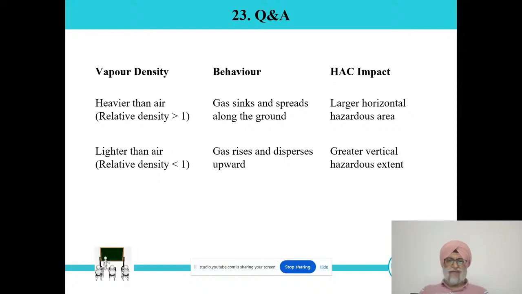So the behavior is that gas sinks and spreads along the ground, so HAC impacts a larger horizontal hazardous area. Lighter than air means relative density is less than 1, so gas rises and disperses upward, so greater vertical hazardous extent. A larger horizontal hazardous area is more dangerous than vertical. Of course, in case there are different floors available, vertical is also dangerous. Suppose we have more than one floor, so that is also relevant depending upon usage of that floor.